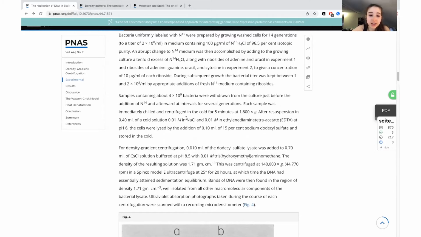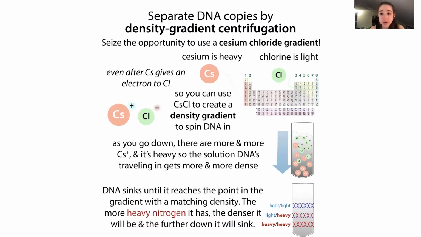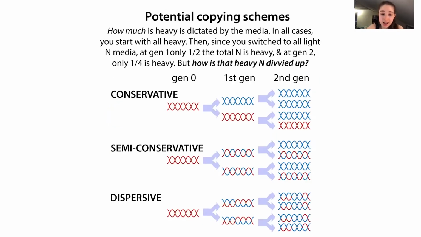It also has high salt and EDTA that's going to help destabilize the membrane. So this is all going to promote these cells breaking open, and then you could take a sample of it. So they need a way to be able to separate these DNA duplexes by their weight and be able to see how much of it is heavy and how much of it is light, and various things like that. And we'll go over this scheme in a minute.